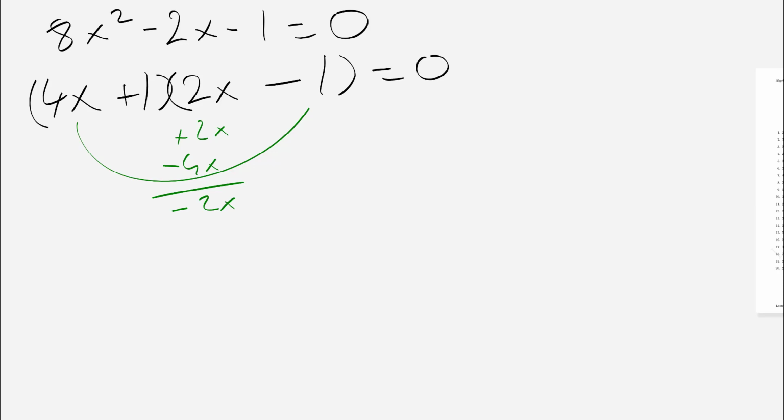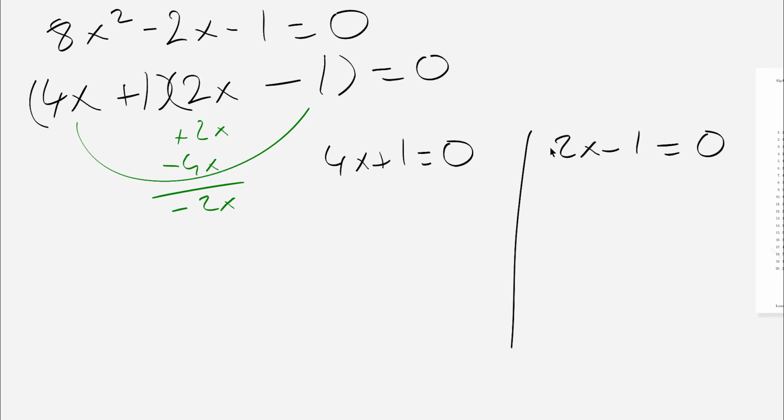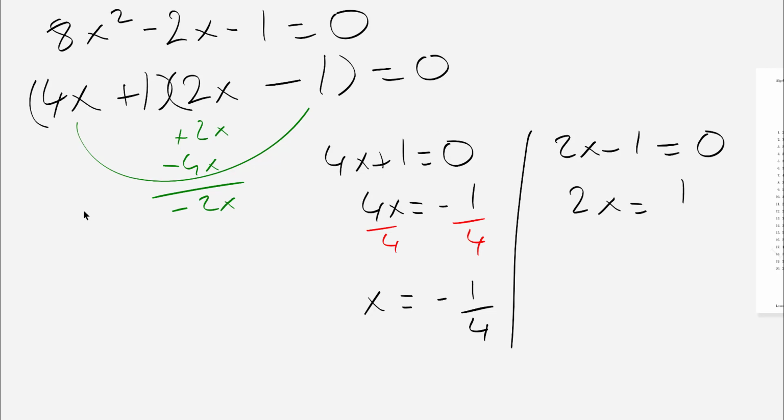So now we use the same logic as we previously used. We have this bracket multiplied by this bracket is 0. The only way the two brackets could multiply to give you 0 is either this bracket is 0 or else maybe this bracket is 0. So basically either 4x plus 1 is equal to 0 or 2x minus 1 is equal to 0. And then we just solve the linear equations that we're left with. In this case, 4x equals minus 1, dividing both sides by 4, x will equal minus 1 over 4. And on the right hand side here, 2x will equal 1, dividing both sides by 2, and x will equal a half.